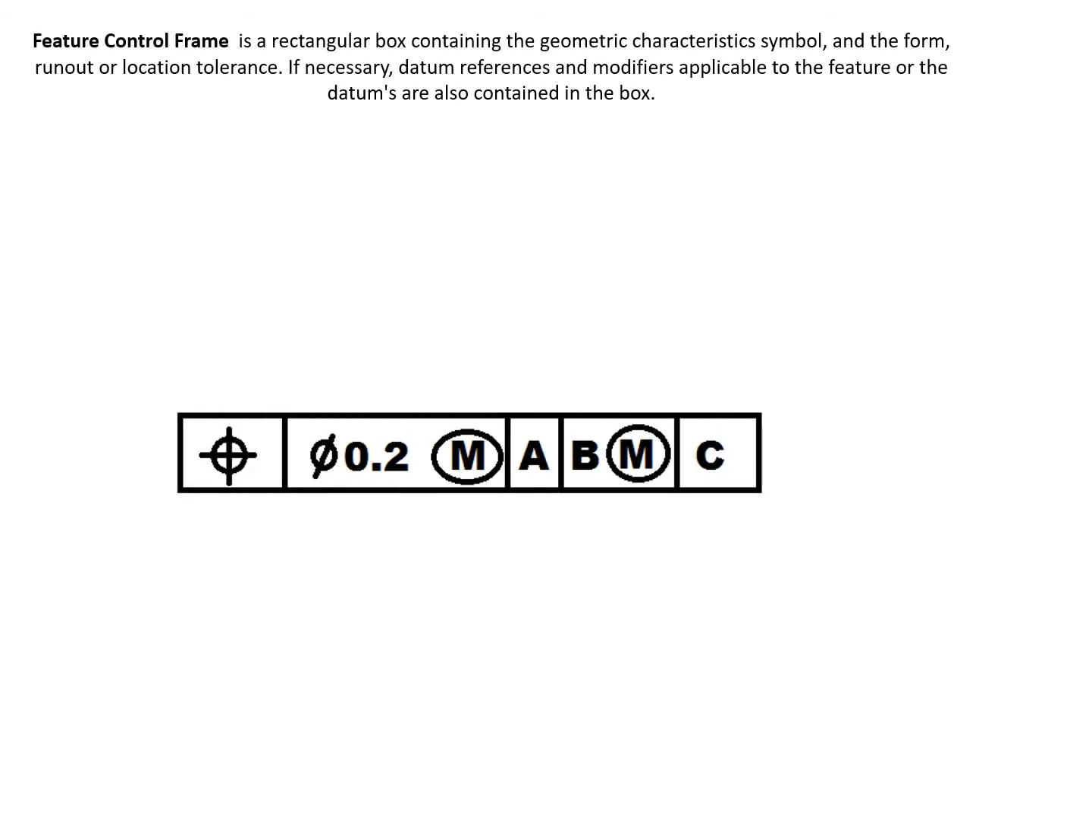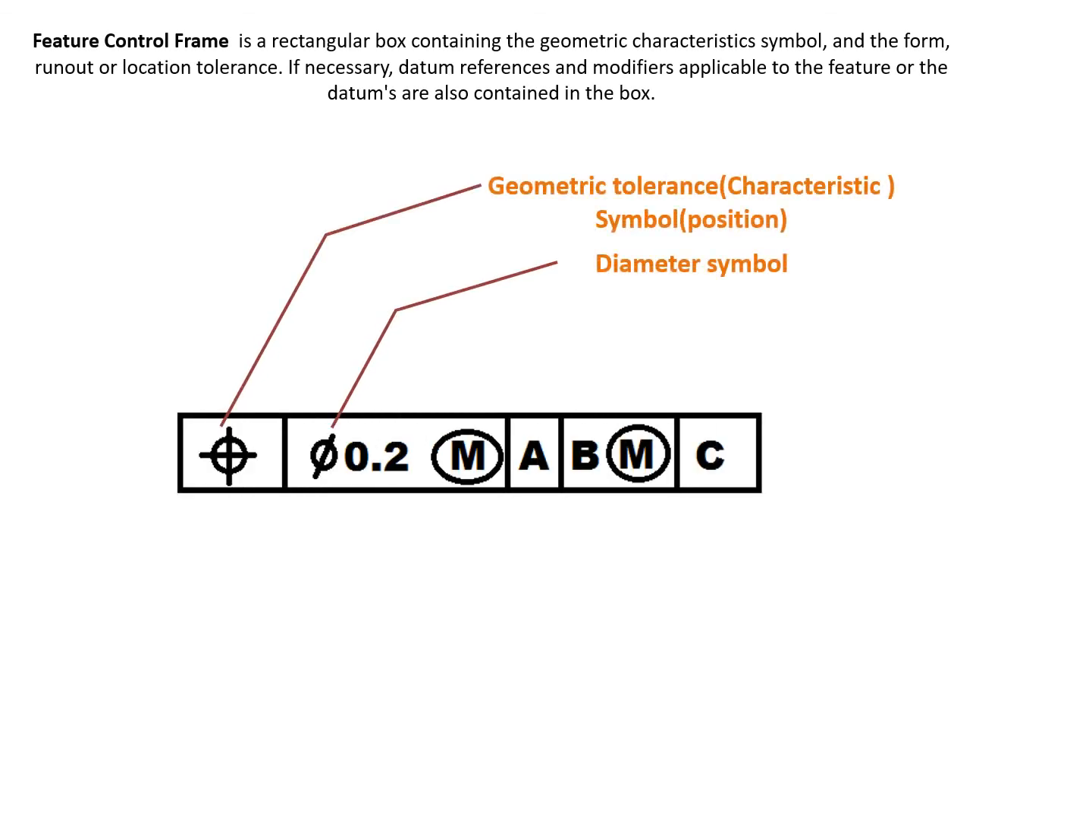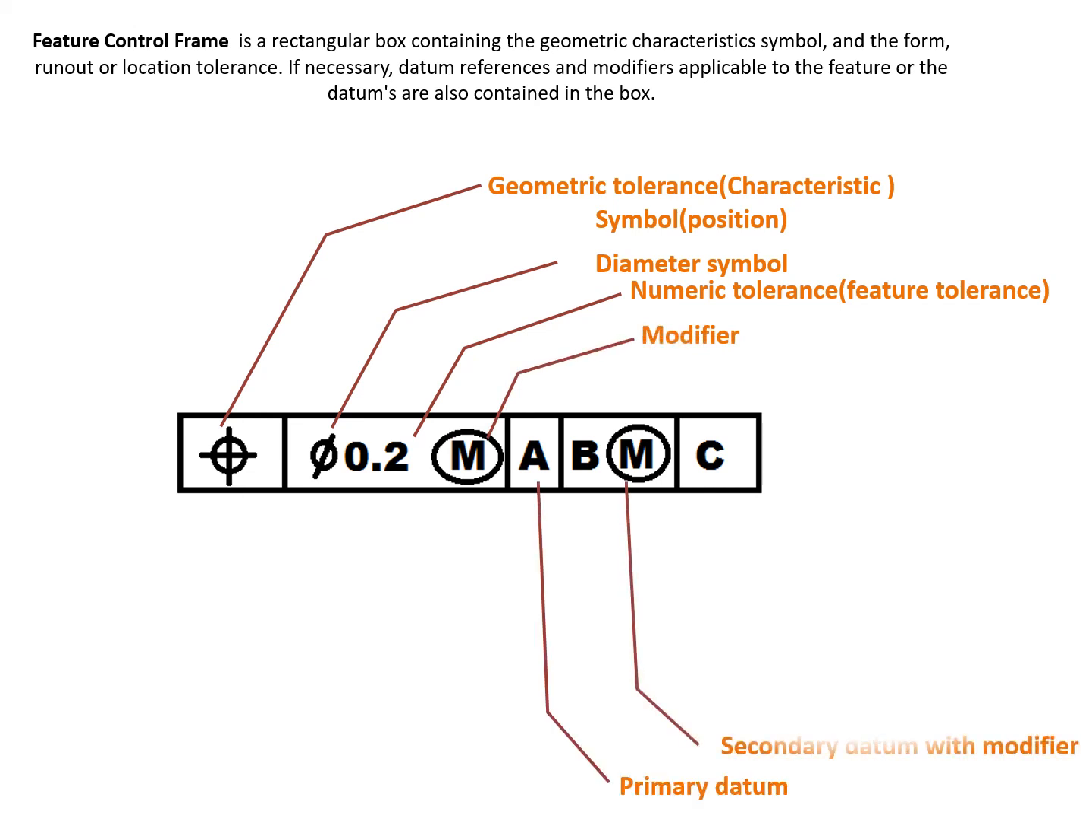In the last two videos we have completed geometrical tolerance, simple and numerical tolerance or feature tolerance, and the remaining topics are modifiers, primary datum, secondary datum and tertiary datum, and secondary datum with modifiers. These topics we will discuss in the next video or coming videos.